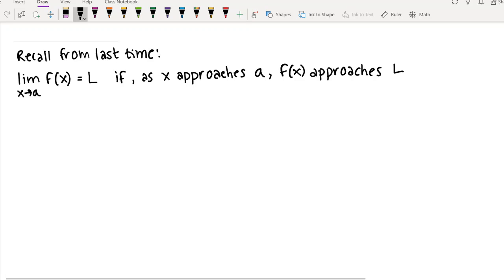So either that would mean that the outputs are getting closer and closer to a particular number, and that would be if L was a number like 5 or 1 or 0 or whatever. If L was infinity or negative infinity, when we say that f of x approaches L, that would mean that f of x is either getting bigger and bigger and bigger, going up like 1,000, a million, a billion, or getting smaller and smaller and smaller, going to negative infinity. So like negative 1,000, negative a million, negative a billion.